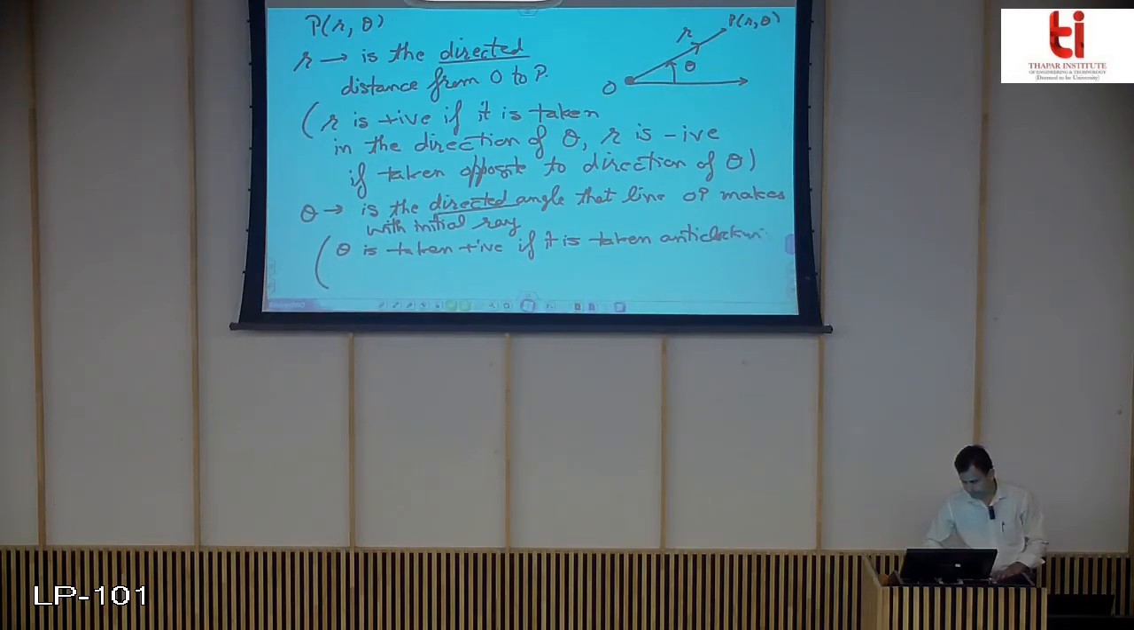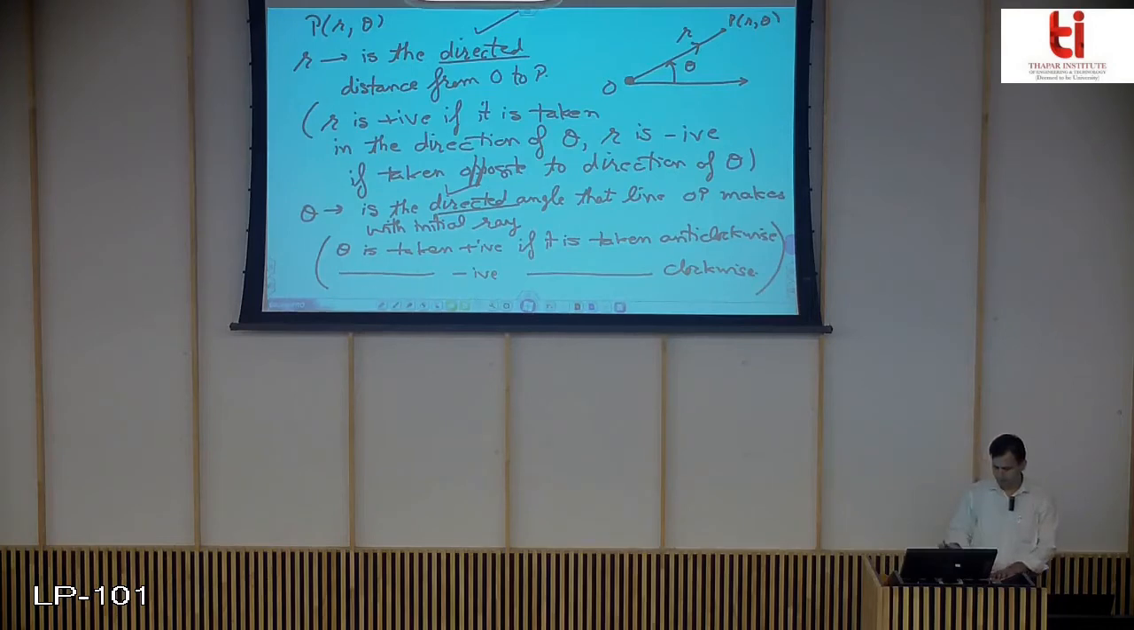If it is taken in the anticlockwise direction, as we have taken in this figure, it is considered positive. Theta is positive. And theta is taken negative if it is taken clockwise. If you are moving theta in the clockwise direction, then theta is taken negative. So this is the meaning of directed R and directed theta, because R in polar coordinates can be positive or negative, and theta can also be positive or negative.